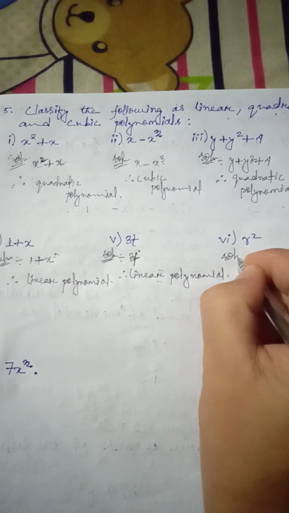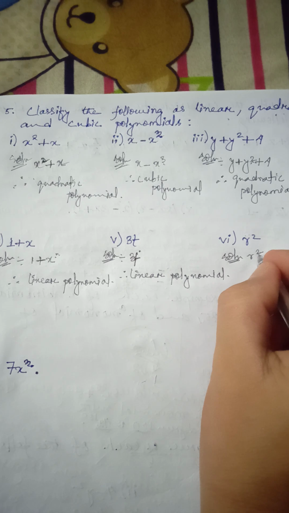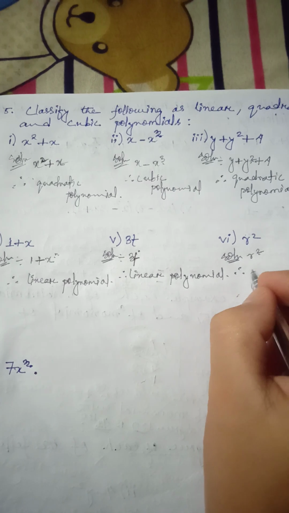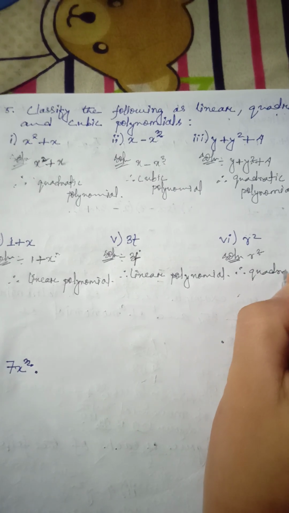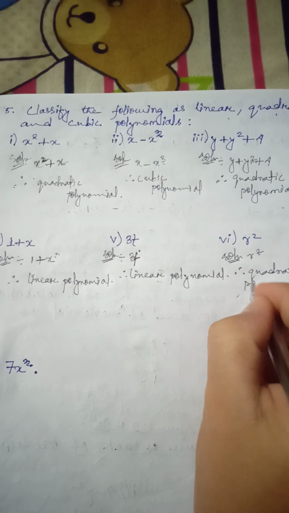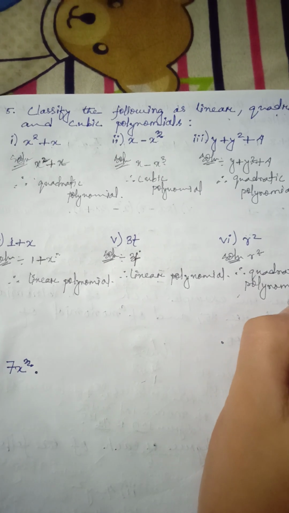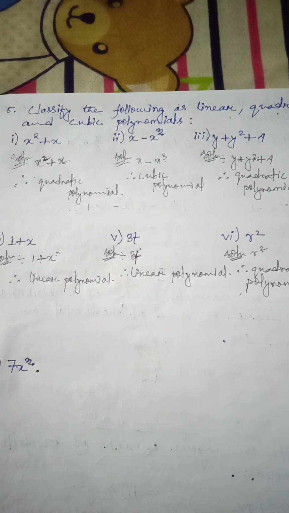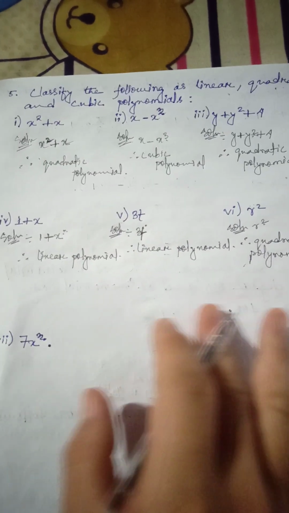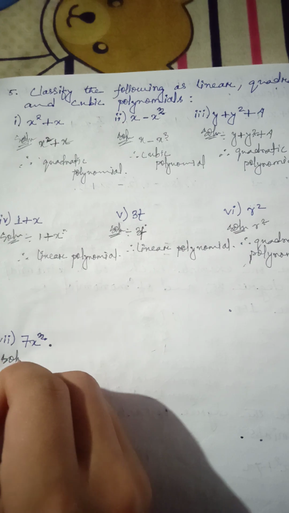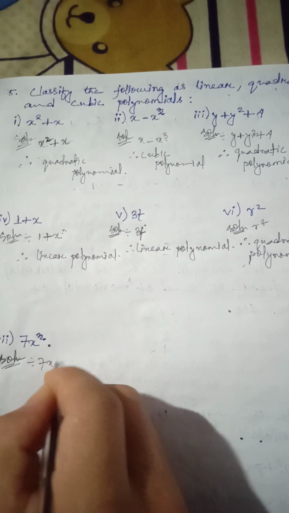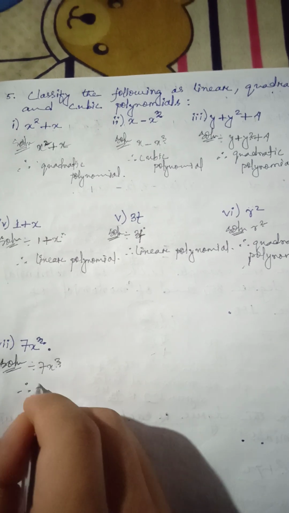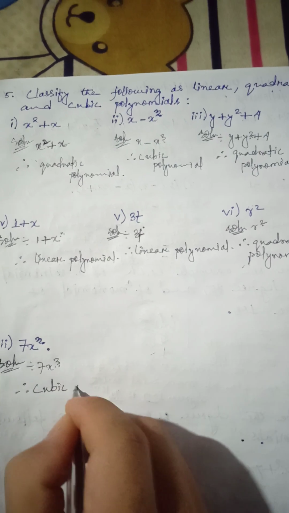Then what is this? We have r squared. And what is the highest power that we have? The highest power that we have is 2. If the highest power is 2, we call it a quadratic polynomial. And at last we have 7x cubed in Roman number 7. Here, what is the highest power that we have? The highest power is cube. If it is cube, then we will call it a cubic polynomial.